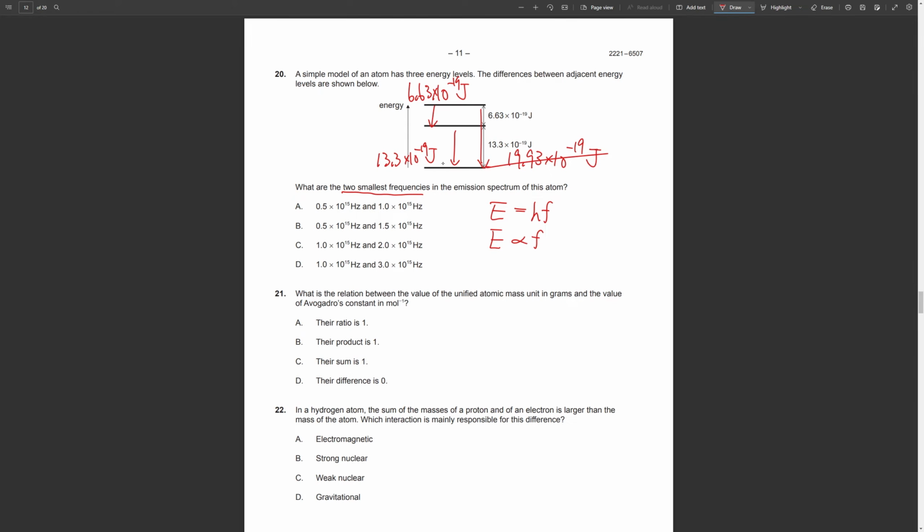The small jumps are the energy transitions responsible for creating the smallest frequency photon. E equals hf, which gives the frequency as E over h. E is the energy you can choose from above. h is the Planck constant, 6.63 times 10 to the power of negative 34. Therefore, the smallest frequency possible is option C.